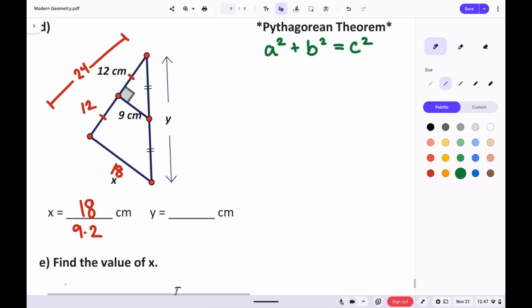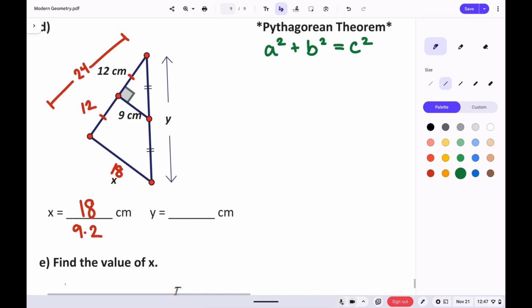Okay, and we're going to talk more about Pythagorean's theorem in the future. For today, we're just going to get our feet wet with it. We're not going to get into a ton of the nitty-gritty details, but some of you have probably been exposed to this already in a previous math class. When we have right triangles, we can use this theorem to help us solve for missing sides.